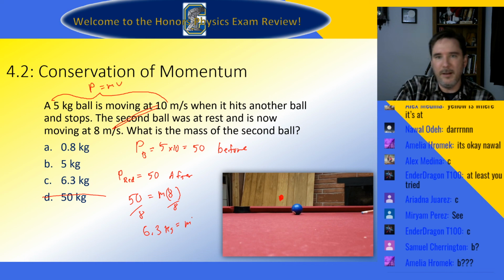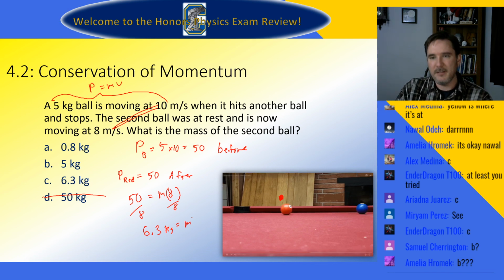Wait, hang on. If I divide 50 by 8, now I've got to recheck that. Yeah, 6.25. It comes out to 6.25 in the calculator. So I made that trickily close to each other. If you guessed, you'd have to, but you see what I mean though?